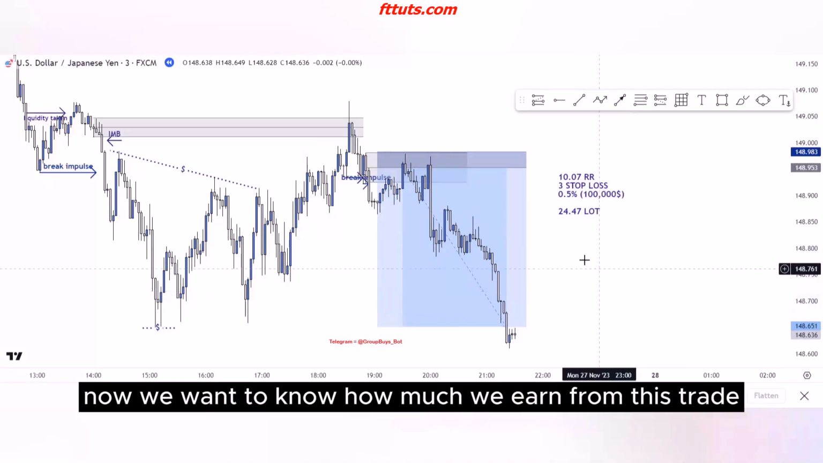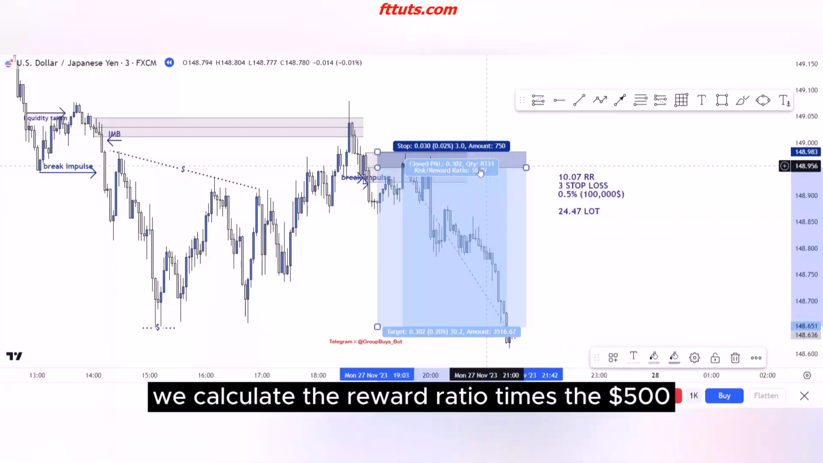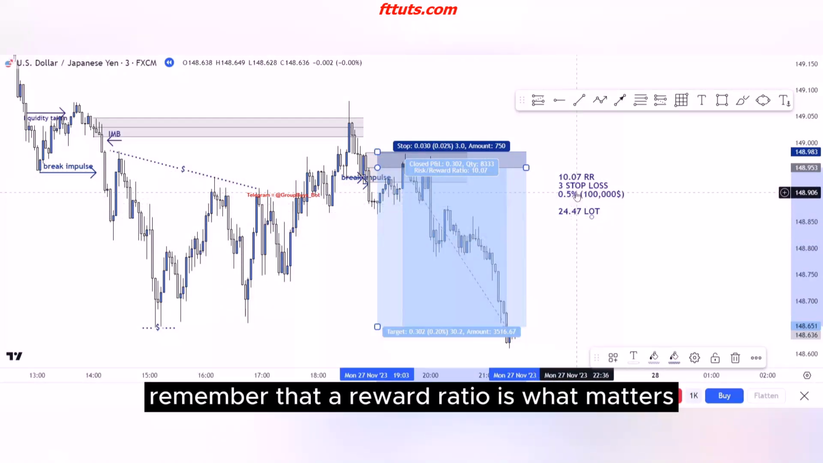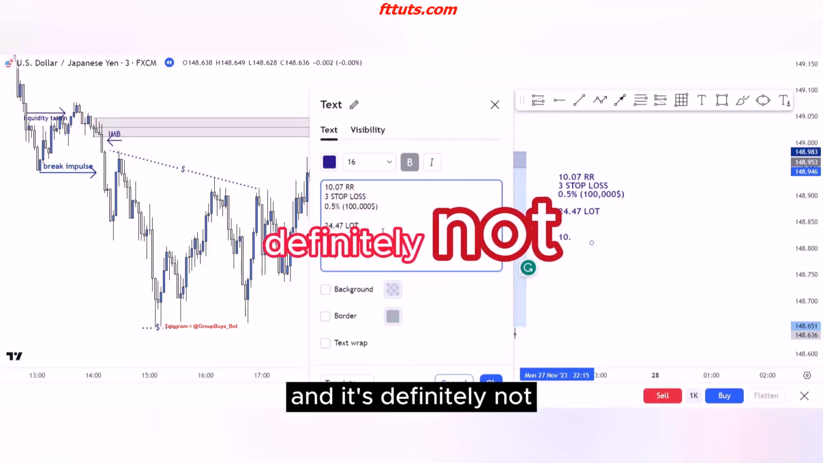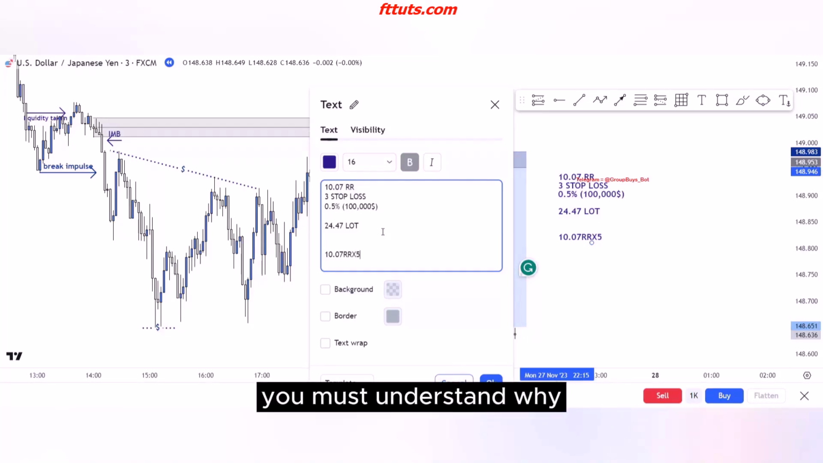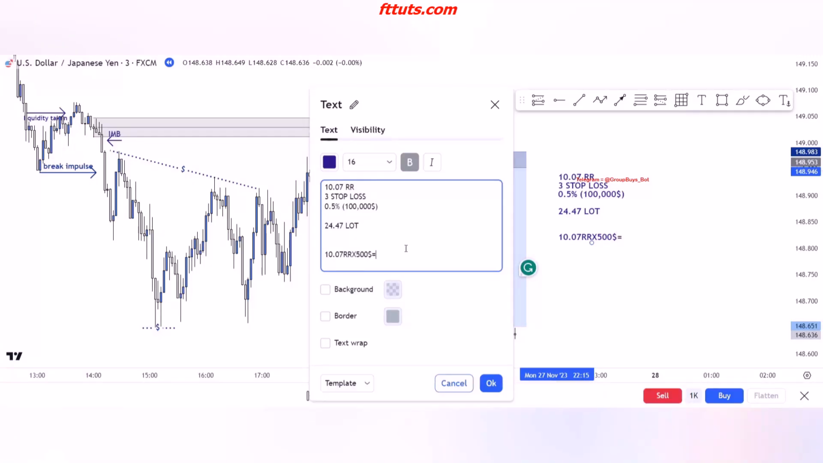Now we want to know how much we earn from this trade. We calculate the reward ratio times the $500, the percentage we risk. Remember that the reward ratio is what matters, not the take profit. Many traders tend to think that what's necessary is the take profit, and it's definitely not. What is essential is the reward ratio. Please make no mistakes about it. You must understand why. Ultimately, you want to increase your portfolio, and only increasing your reward ratio will help.